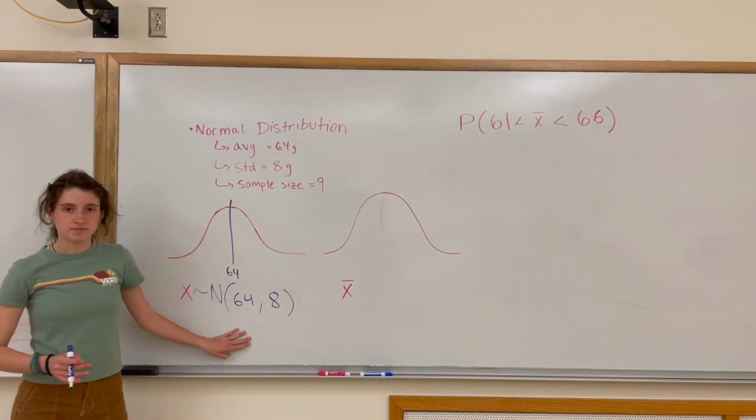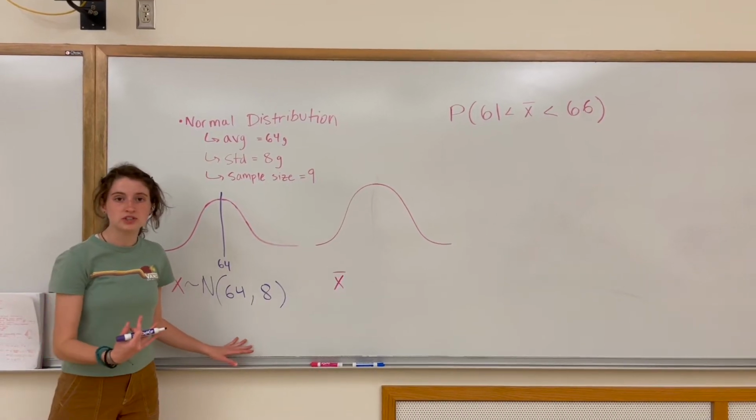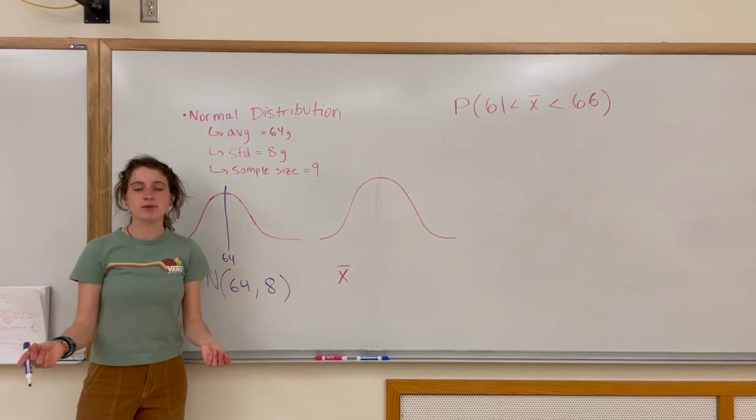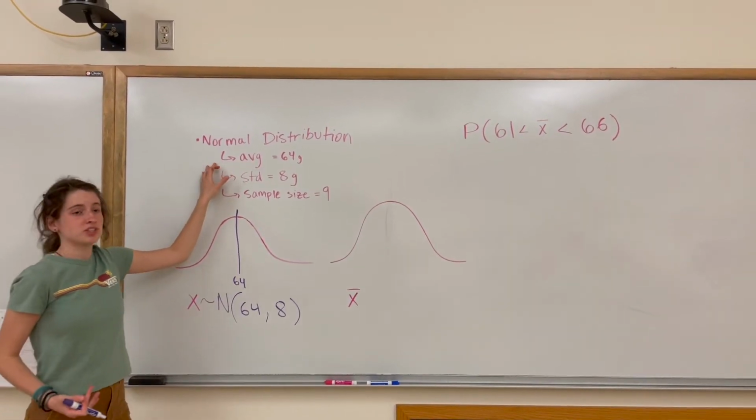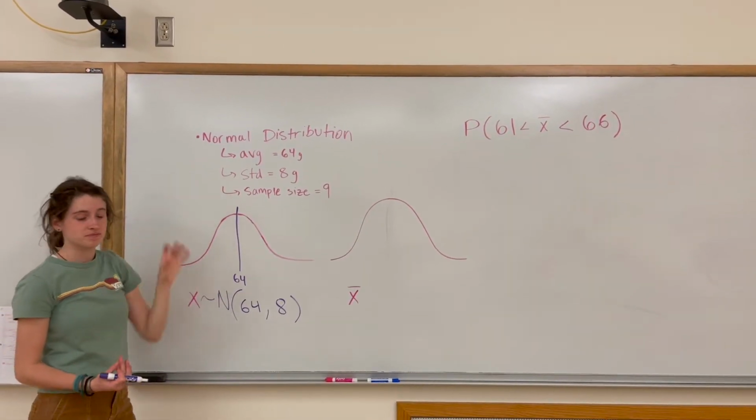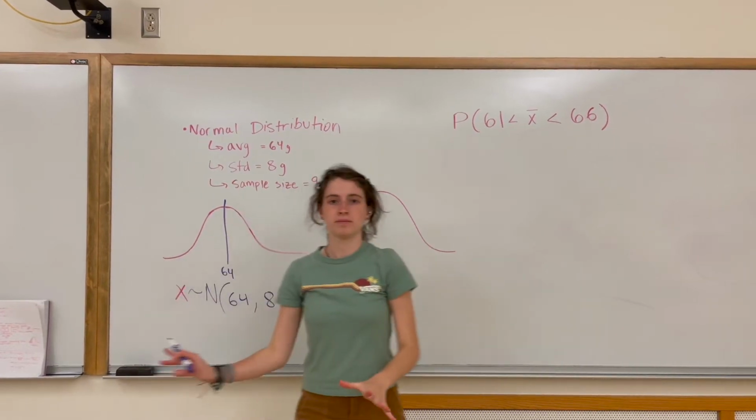This study was done, and because we can assume this study represents the entire population, we can assume that in America, the average sugar intake is 64 grams and the standard deviation is 8 grams. So that study's done.